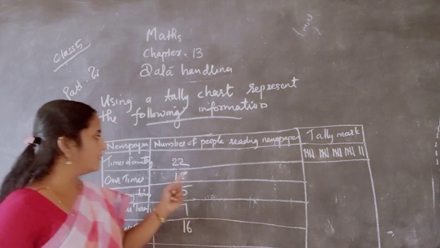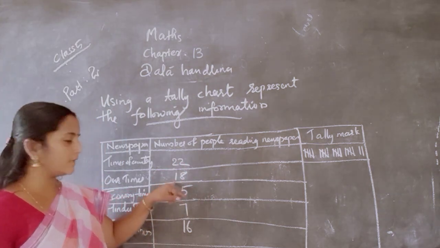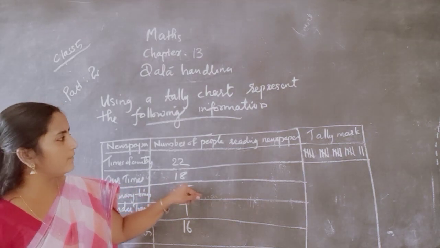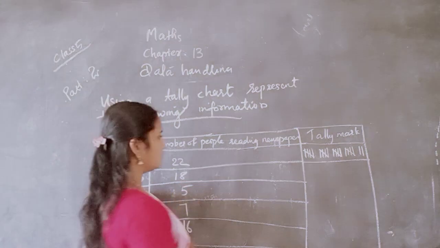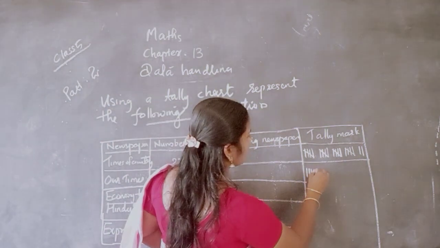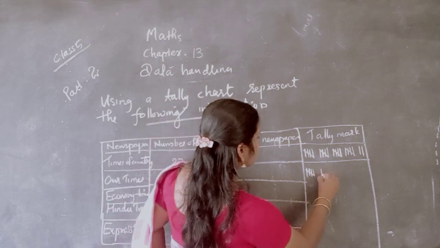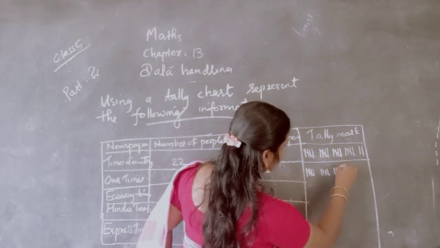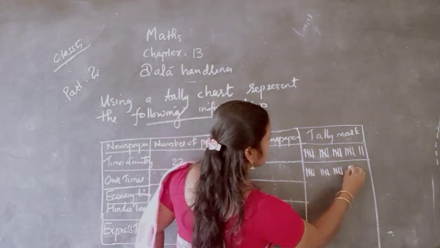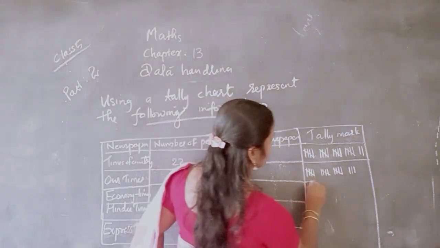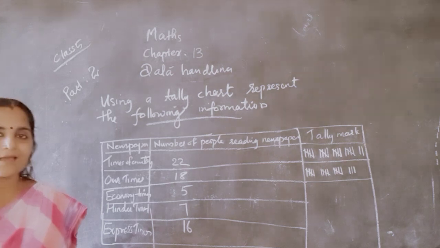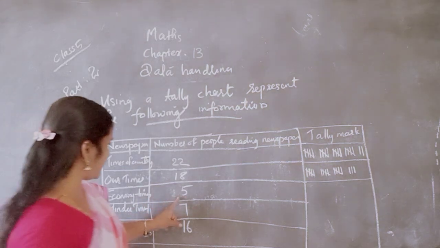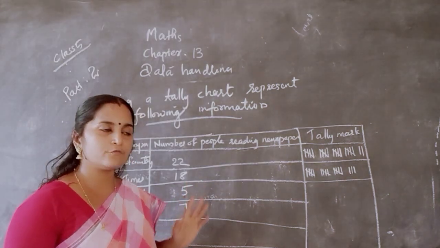Okay, because we have 22 here. Then 18. The second newspaper is Our Times and the number of people reading the newspaper is 18. So 1, 2, 3, 4, 5, 6, 7, 8, 9, 10, 11, 12, 13, 14, 15, 16, 17, 18. This is the next tally corresponding to 18. And the third one is Economy Times and the corresponding number is 5.